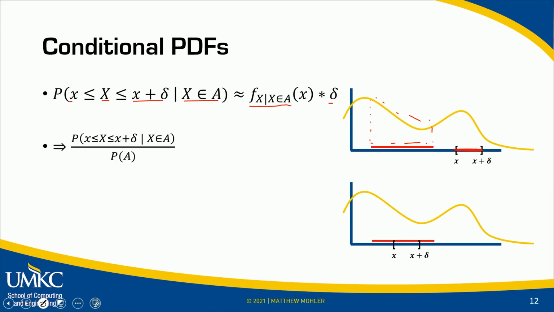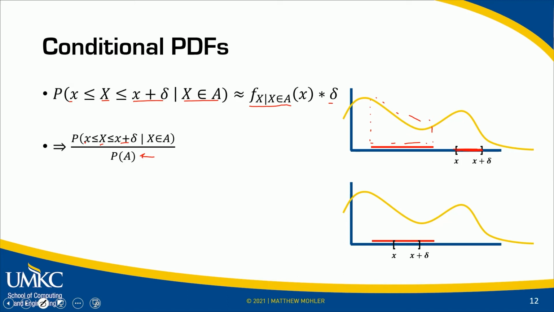So let's find an equation that works, and we'll take our top equation and extend it a little bit. Let's say that we have the probability that the random variable x again is between x and x plus delta, where x is an element of A. Again, the same thing. And we can never forget that for conditional PDFs, we have to scale everything. So we're going to divide that by the probability of the event A.